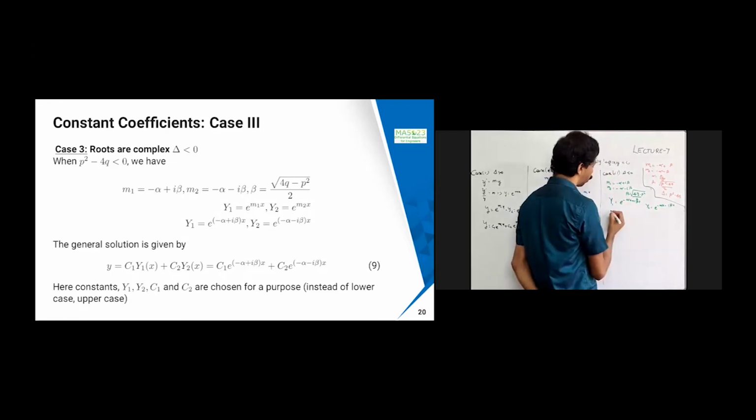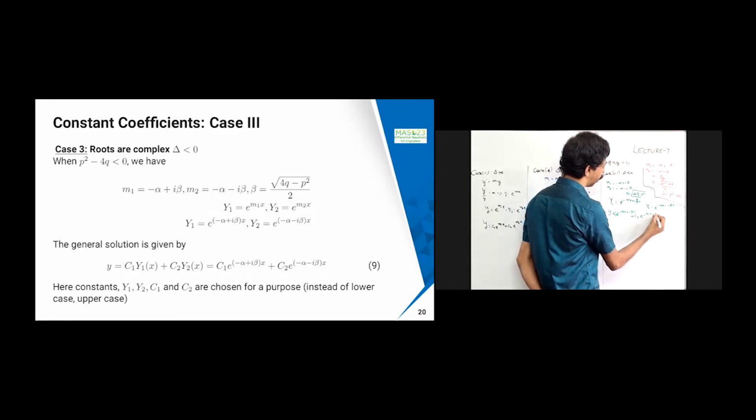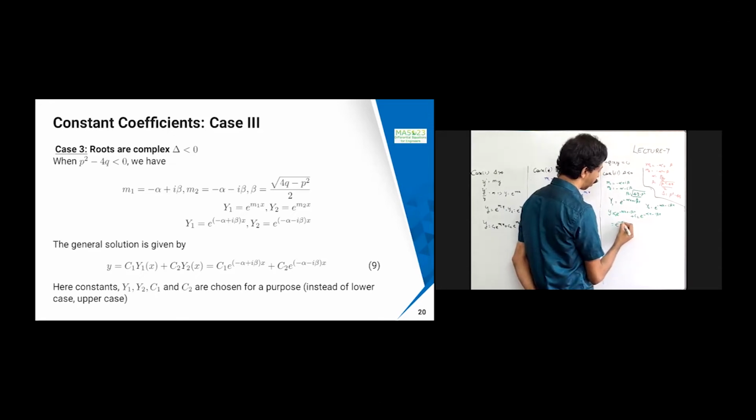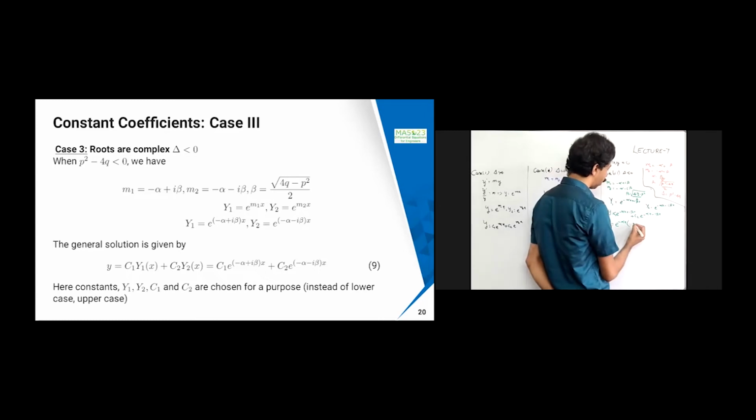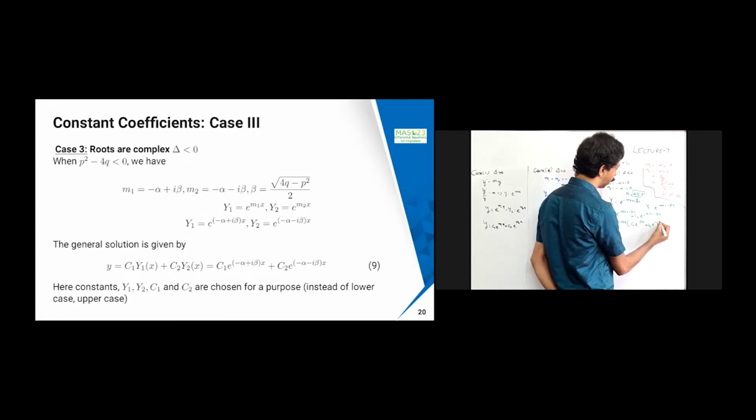Therefore, y is going to become c1 into e power minus alpha x plus i beta x, plus c2 into e power minus alpha x minus i beta x. In both cases e power minus alpha x is common, so I can take e power minus alpha x outside. Then I can write this as c1 into e power i beta x plus c2 into e power minus i beta x.